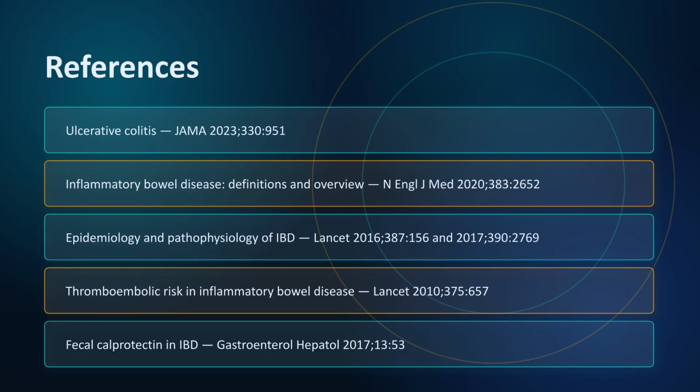These are the sources behind today's material. The clinical picture, diagnosis and complications follow the current JAMA review of ulcerative colitis. The definitions and overview of inflammatory bowel disease follow the New England Journal review. The epidemiology and pathophysiology follow the Lancet reviews. The thromboembolic risk data come from Lancet, and the role of fecal calprotectin comes from gastroenterology and hepatology.